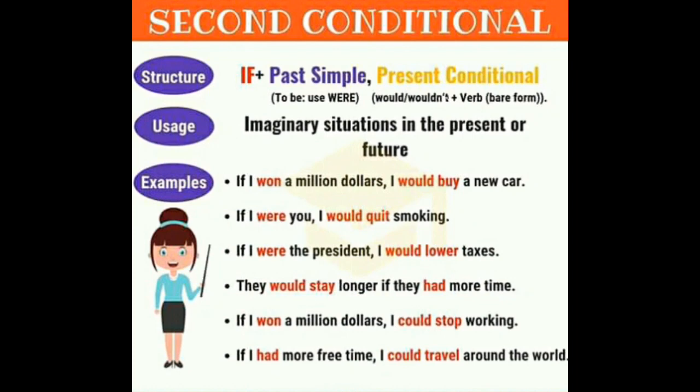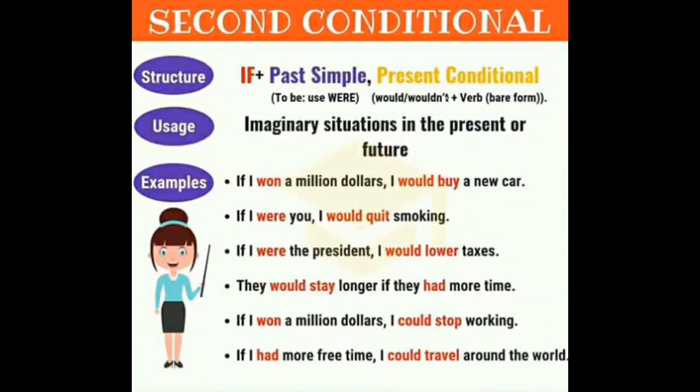Conditional type 2 or second conditional. So the structure we have is if plus past simple plus present conditional. That is, in the condition we use the simple past, and in the result we use the present conditional, that is would plus the bare form of the verb, or the infinitive form without to. So the conditional type 2 is mainly used to talk about situations which are imaginary, either in the present or in the future, which means that they are just hypothetical or unreal.